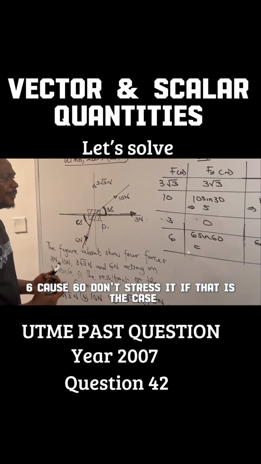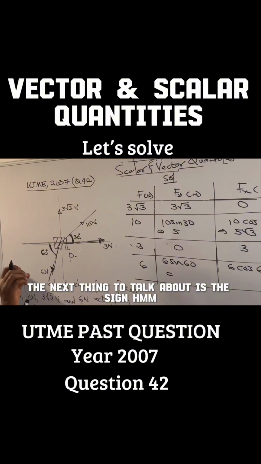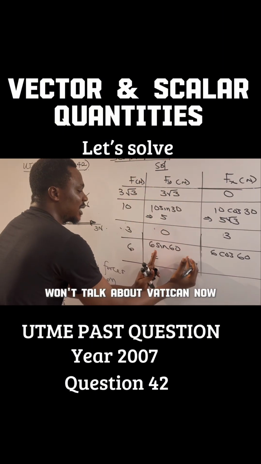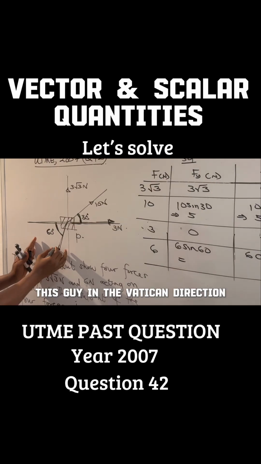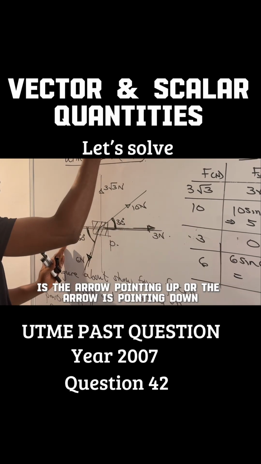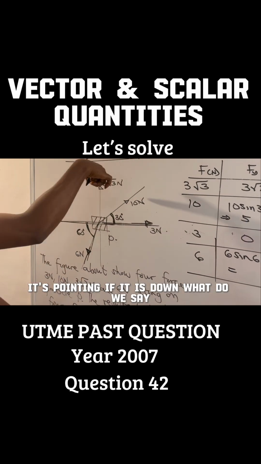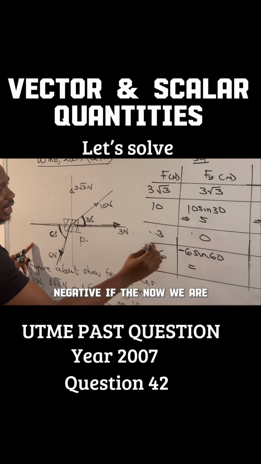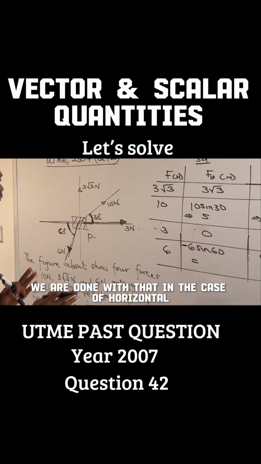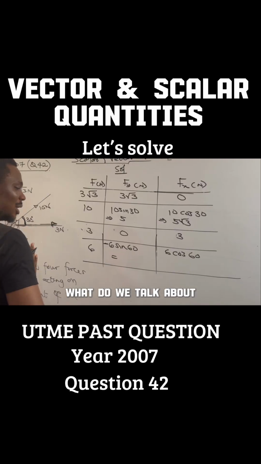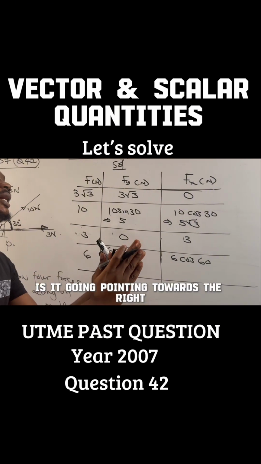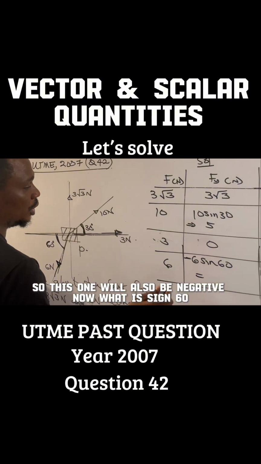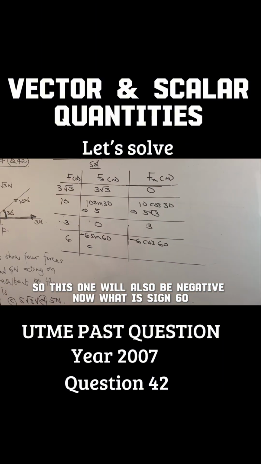If that is the case, the next thing to talk about is the sign. If we are to come to vertical, this guy in the vertical direction, is the arrow pointing up or is the arrow pointing down? If it is down, what do we say? Negative. Now we are done with that. In the case of horizontal, what do we talk about? Is it pointing towards the right or towards the left? In this case, pointing towards the left, so this one will also be negative.